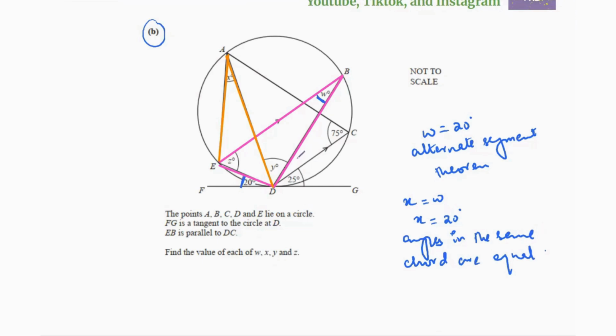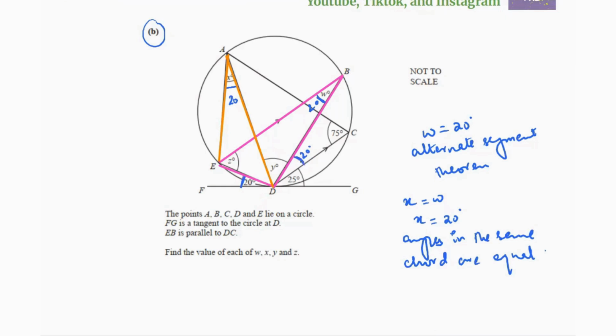Now for angle Y, this is 20, this is 20. For angle Y, we can see that we have two parallel lines. EB is parallel to DC. So this is also going to be 20 because alternate angles are equal.